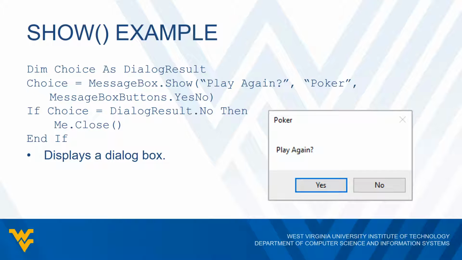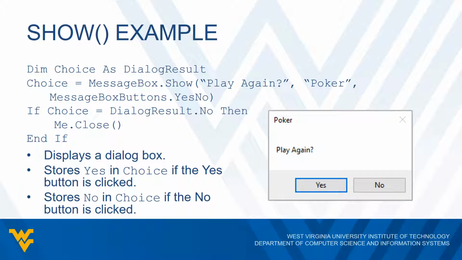So if I click on yes, then choice is going to store the value dialog result.yes. If you click on no, choice is going to store dialog result.no. So then we need to perform some action depending on what button we click on. So we're saying here, as we mentioned, if we click on yes, then our choice is going to store yes if we click on that button. And if we click no, then choice is going to store no.